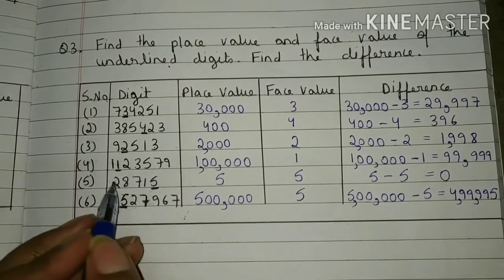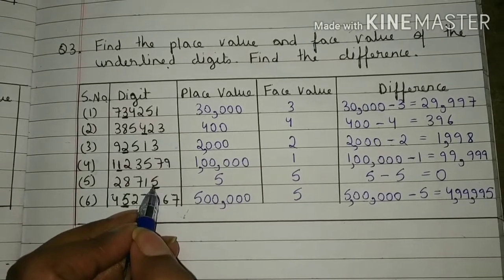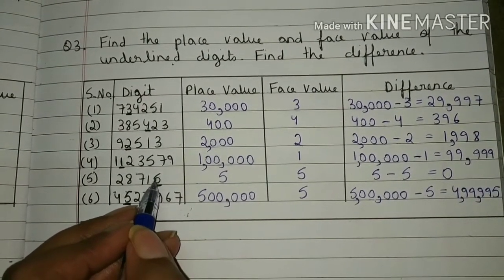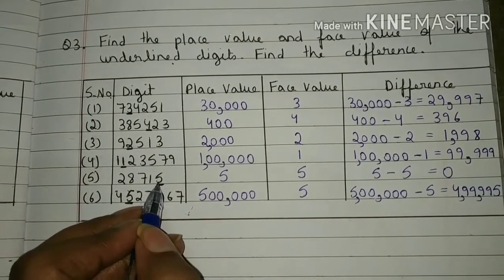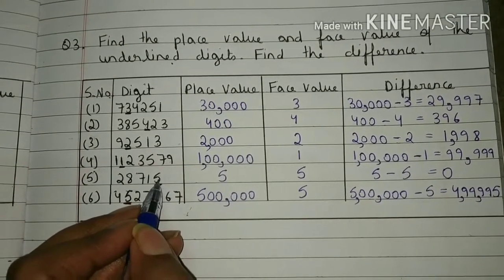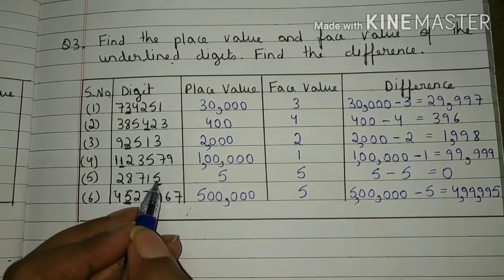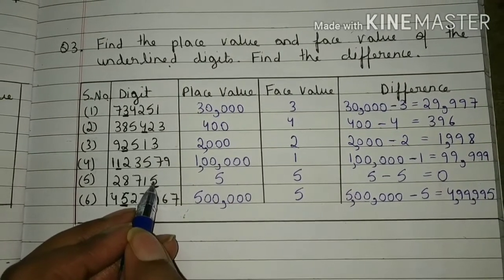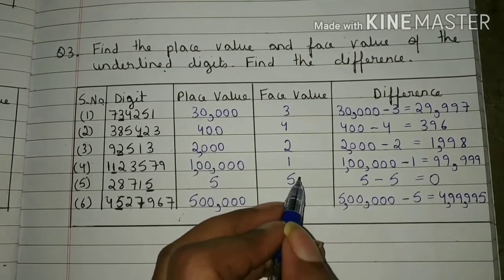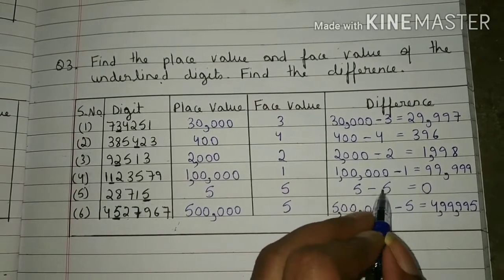Fifth question. Students, in this question underlined digit is 5. So you have to find the place value and face value of 5. Students, this is ones place. Students, you can see that 5 is at ones place. So place value of 5 is 5 into 1 is 5. Place value of 5 is 5. Face value of 5 is 5. Difference is 5 minus 5 is 0.